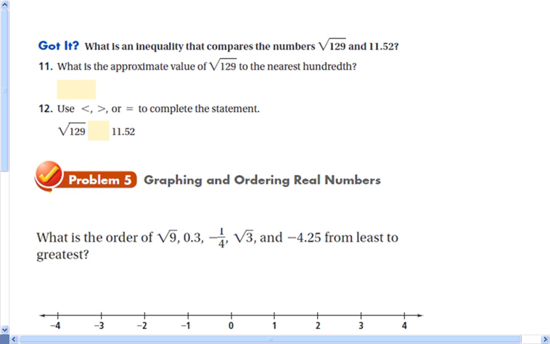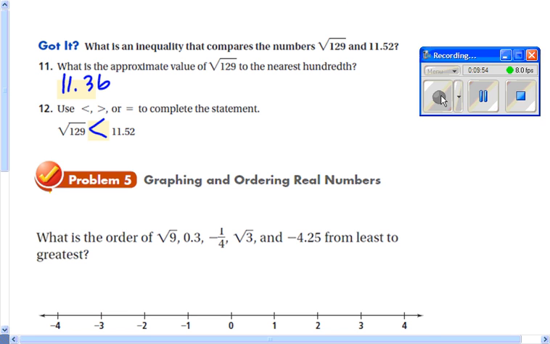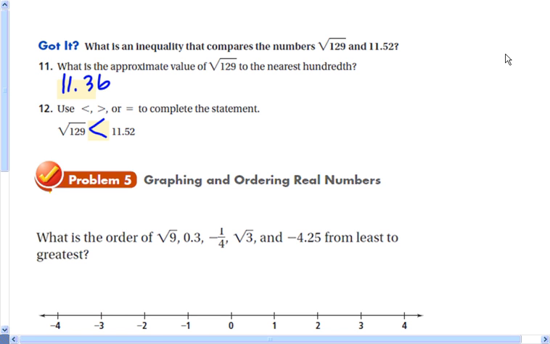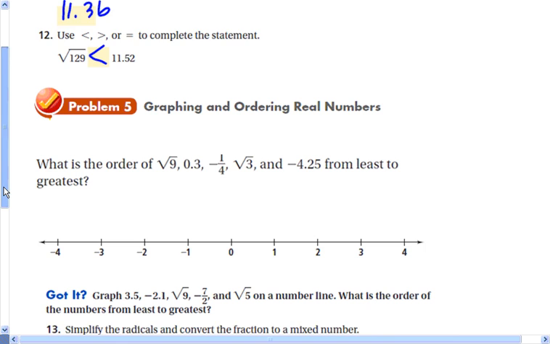So we use decimals to help us compare. All right, go ahead and try this. Check back for your answer. All right, how'd you do?